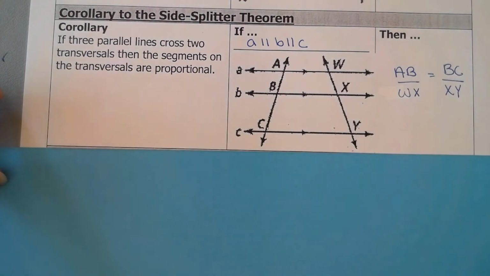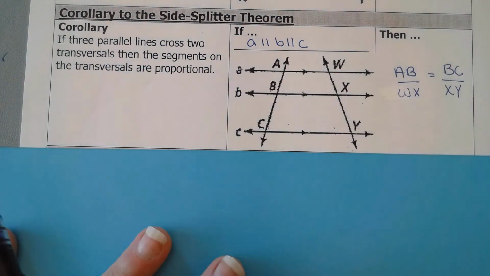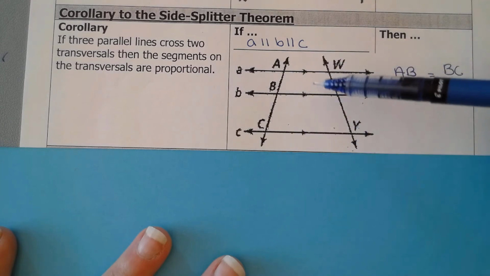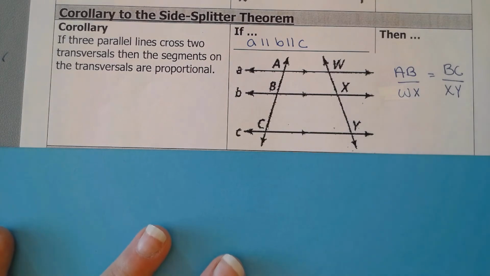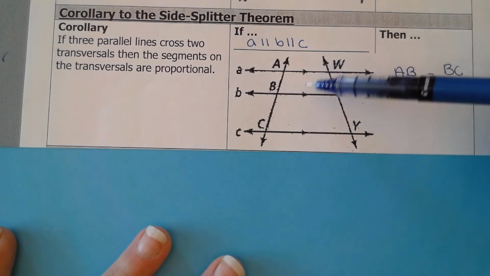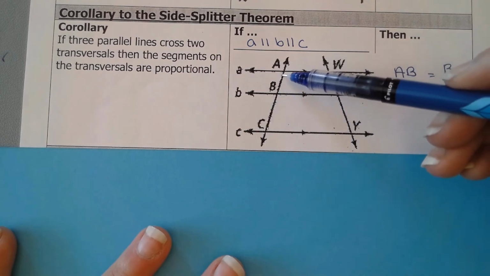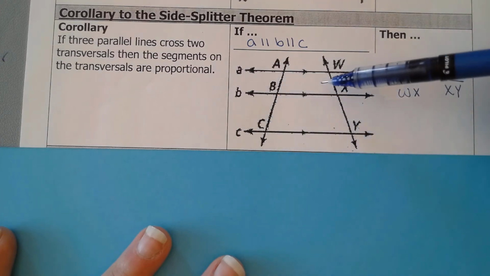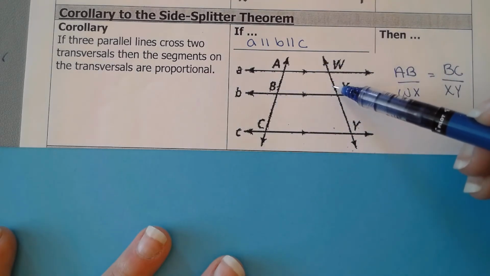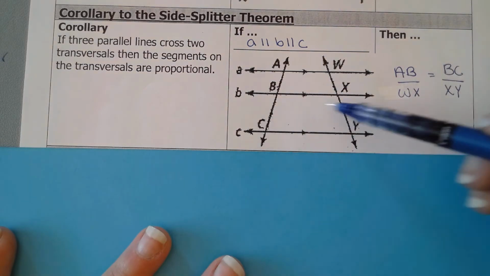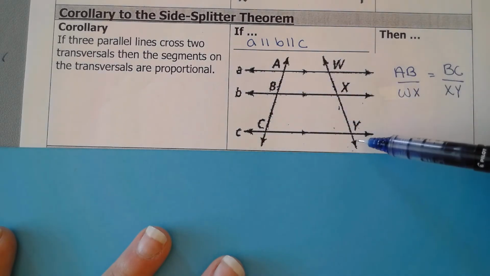Our next corollary, and this is a corollary to the side splitter, is if 3 parallel lines cross 2 transversals, then the segments on the transversals are proportional. We saw something similar to this where if they were equidistant apart, then they were always equidistant apart. But what if they're not equidistant apart? Then they're still similar. Because these lines are parallel, then every distance on this side is proportional to every distance on this side. So AB over WX would equally compare to BC over XY. Those proportions are the same.